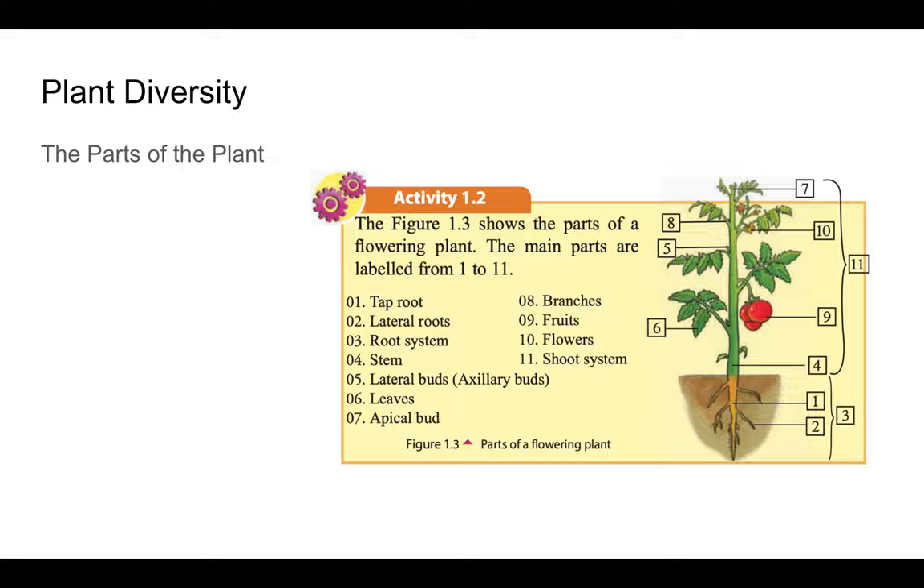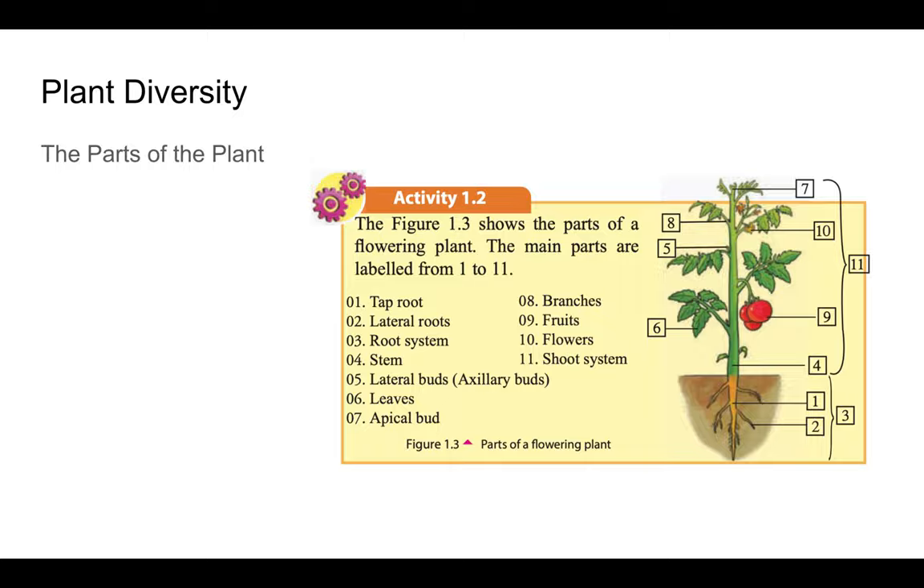Fourth, the stem. The stem holds branches, leaves, flowers, fruits, and a lot of other things. Fifth, lateral buds or axillary buds. Lateral buds are the first stage of branches. Sixth, leaves. Leaves carry out photosynthesis. What is photosynthesis? Seven is the apical bud. The apical bud is the bud at the top of the plant.